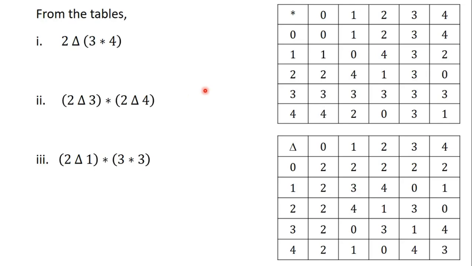The question said that we should use our tables for star and delta to evaluate: one, 2 delta (3 star 4); two, (2 delta 3) star (2 delta 4); three, (2 delta 1) star (3 star 3).